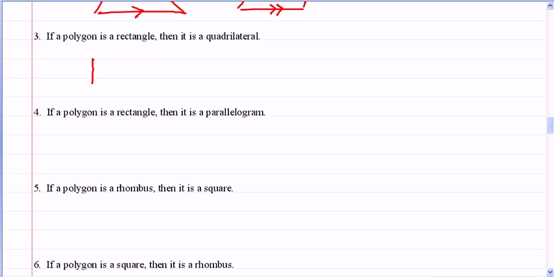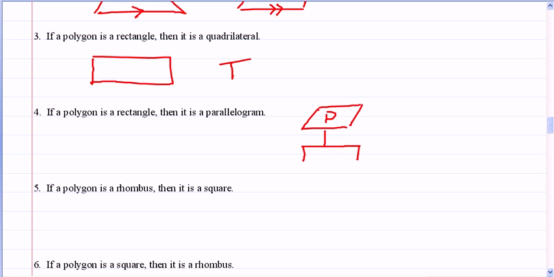For number 3, if a polygon is a rectangle, then it is a quadrilateral. Well, yes, because quadrilaterals have 4 sides, so this is true. For number 4, if a polygon is a rectangle, then it is a parallelogram. So earlier, when we drew the hierarchy of quadrilaterals, we had a parallelogram and then a rectangle underneath it. So if a polygon is a rectangle, then it is a parallelogram is true because a rectangle has all of the properties of a parallelogram.